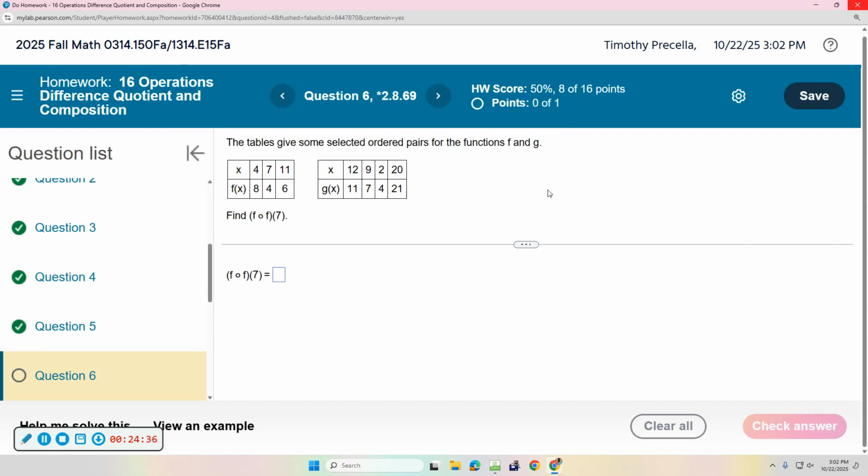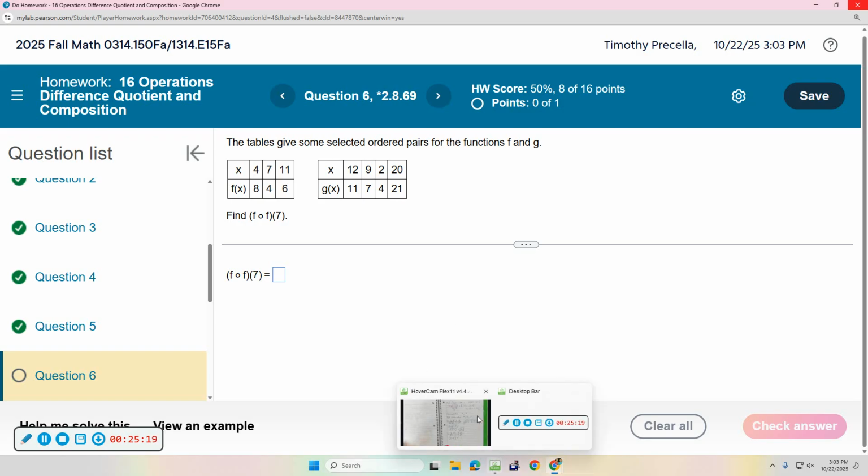Oh, I like this one better than number 5. Number 6, they give you 2 tables, f and g, but look at what they're asking you to find. Are there any g's in what you're trying to find? No. So don't waste your ink or lead writing down the g table. All that matters is the f table. Let's see. 4, 7, 11 is assigned to 8, 4, 6. Yes. f of f of 7.